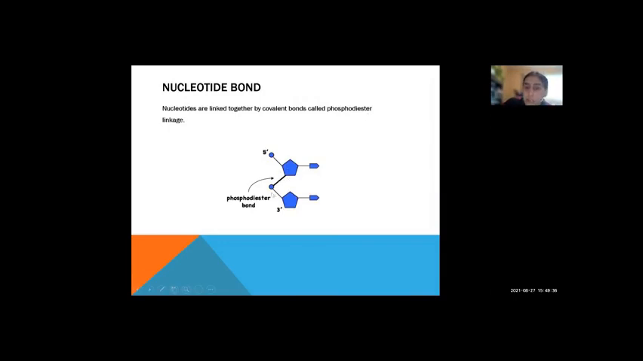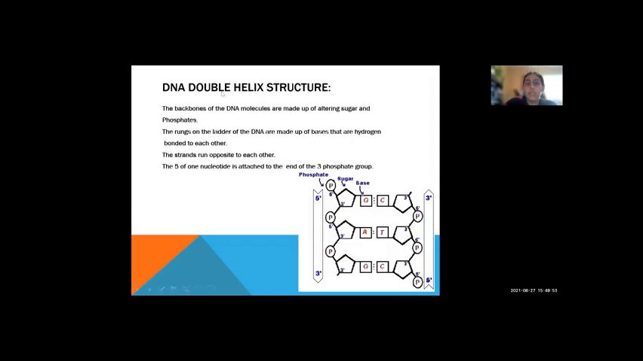Here, this is the glue right here. This is the bond that joins nucleotides, nucleotide after nucleotide after nucleotide. And then we have another strand here, conjoined together, and it becomes the DNA. So, DNA double helix structure, like right here.